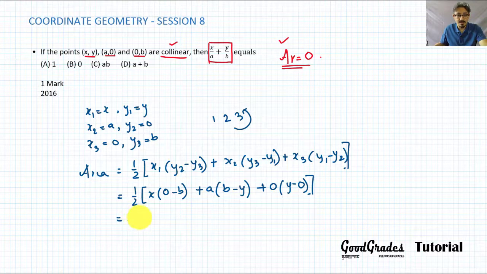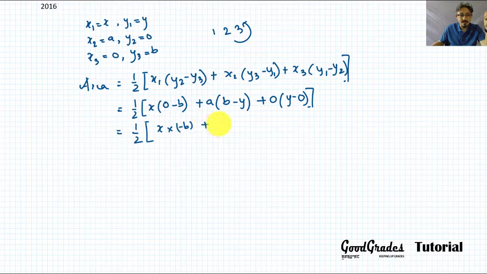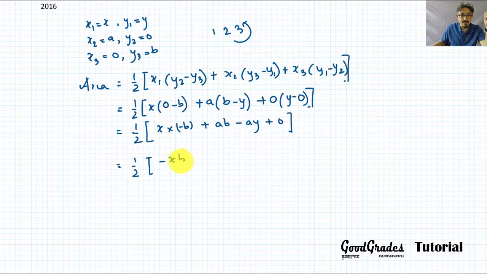So let us continue. Half, x into minus b, plus ab minus ay, plus 0. So we have the expression x minus xb plus ab minus ay.